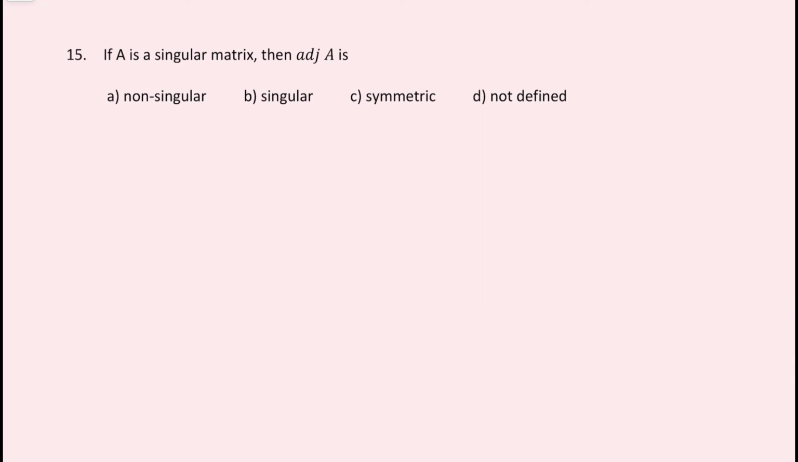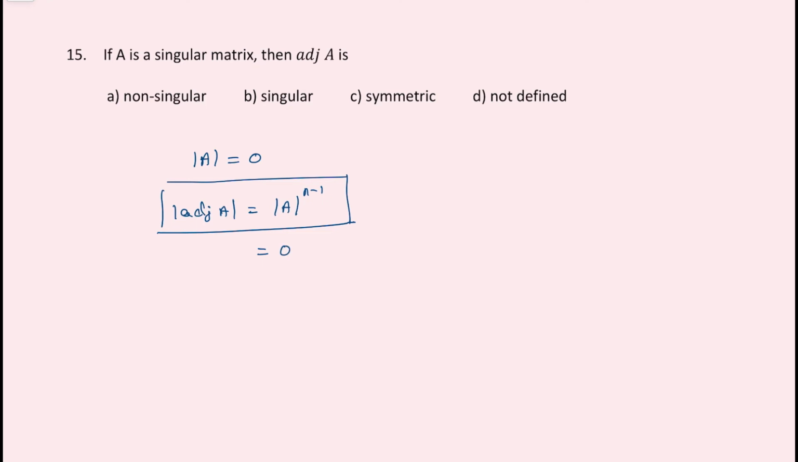Question 15. If A is a singular matrix, we know the definition of a singular matrix. Singular matrix means determinant of A should be 0. Then adjoint of A is singular or not, we have to check. We know that determinant of adjoint of A is determinant of A whole raised to n minus 1. This is an important formula. Now determinant of A is 0. So 0 raised to any number is 0. We get the determinant value of adjoint of A also as 0. Therefore, adjoint of A is also a singular matrix. B option is the correct option.